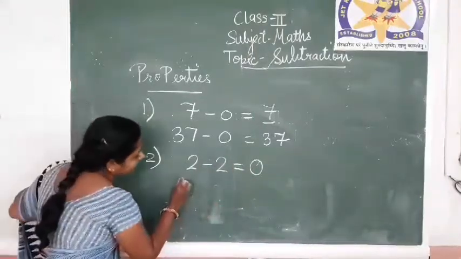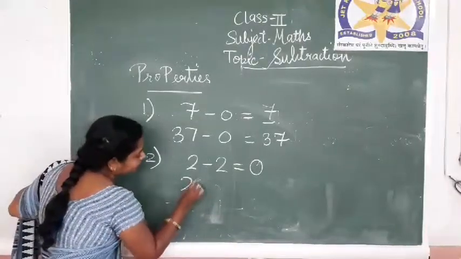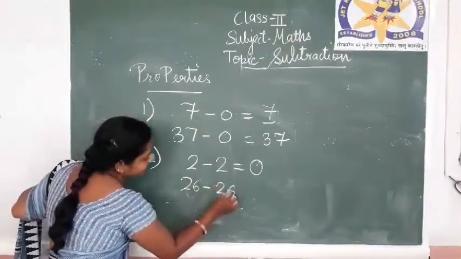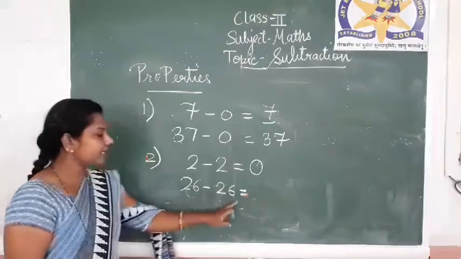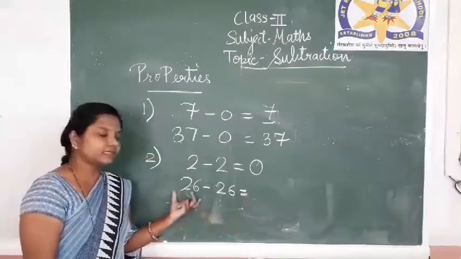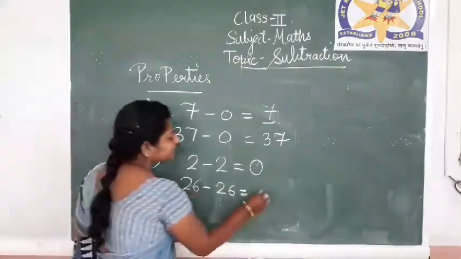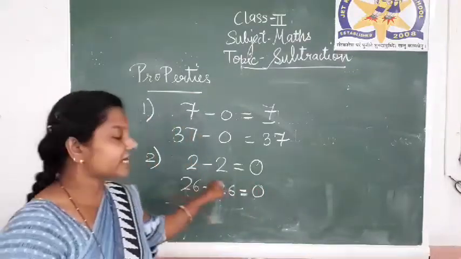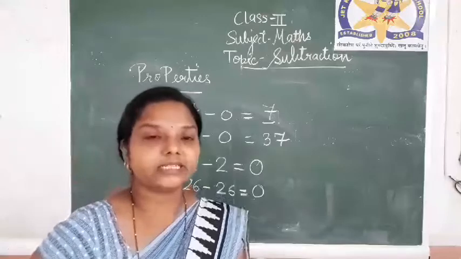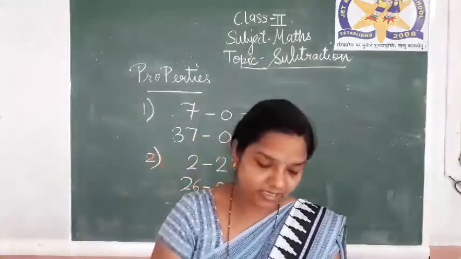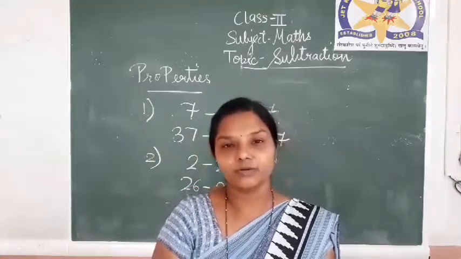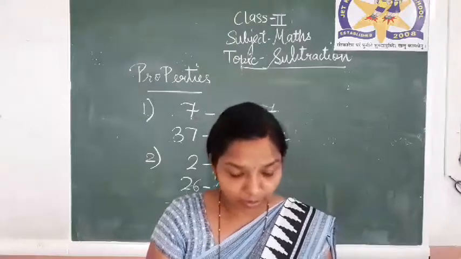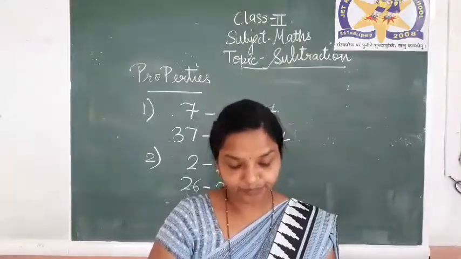If you subtract the number from the number itself, the answer is 0. Again, 26 minus 26. That means I am taking away 26 from 26. So what is the answer? The answer is 0. That means if you subtract any number from the number itself, the answer will be 0. This is the second property. So these are the two main properties of subtraction.